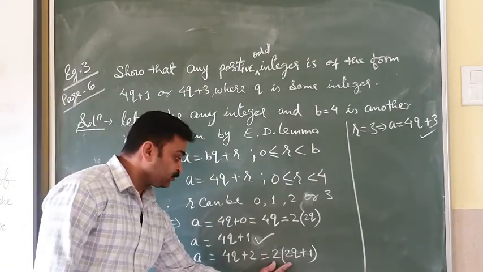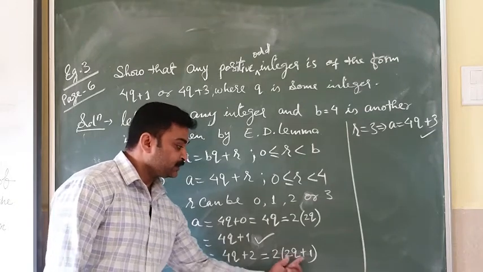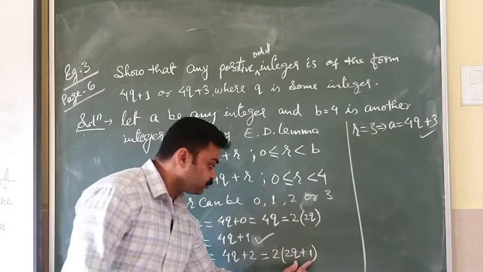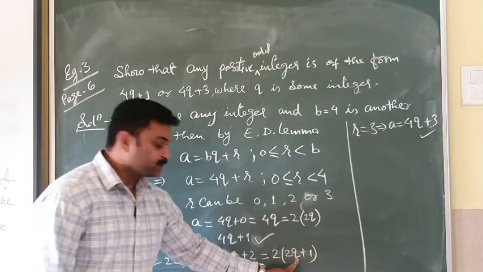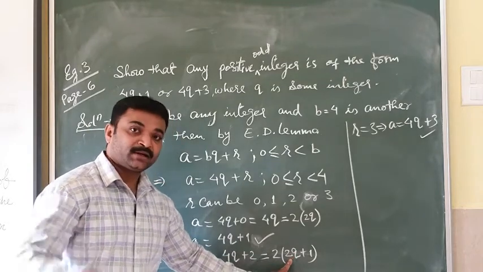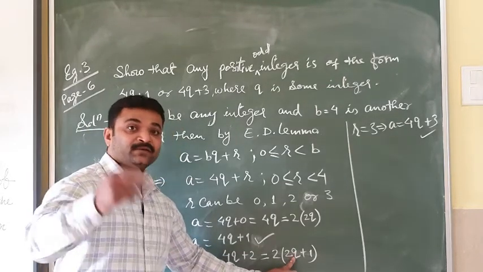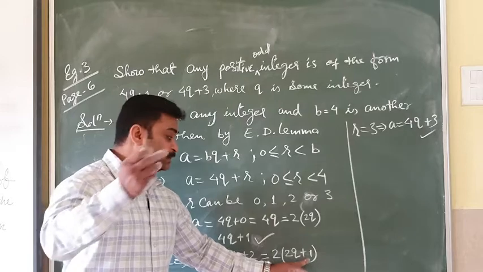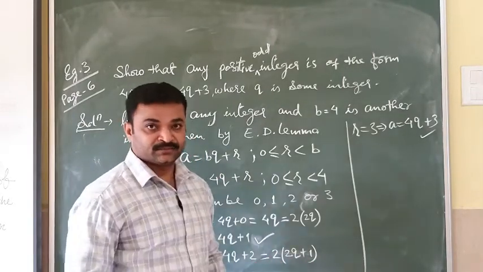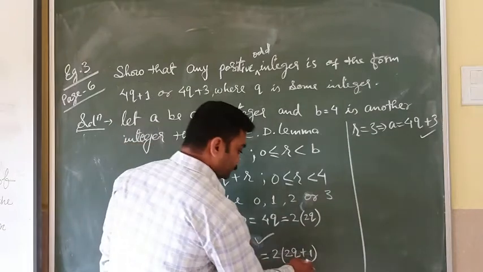Again we are taking 2 common, then what is remaining? 2q plus 1. Clear? In this 2q plus 1, q is an integer. An integer multiplied by 2 is again an integer. An integer plus 1 is again an integer. Then this full integer multiplied by 2 again gives an integer. Got it? So this is also an even integer.